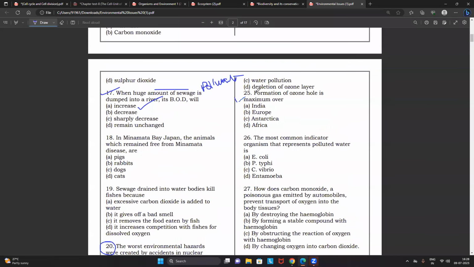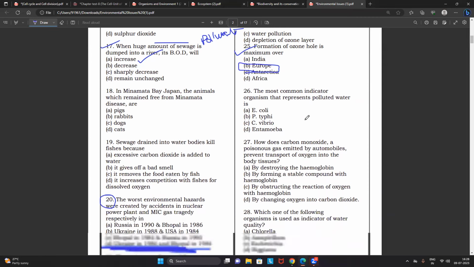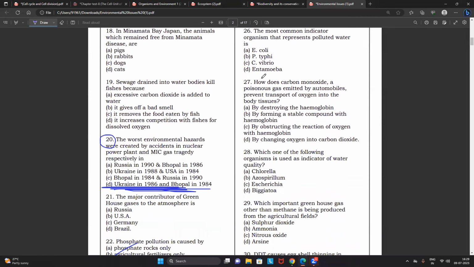Next. Question number 25. Very good question. Formation of the ozone layer, ozone hole maximum over. Think and answer slowly. Don't hurry. We all people know, right? It is near the Antarctica region. No need to get confused. Again, same question. Think correctly and answer. Question number 27. Think it correctly. Slowly answer.